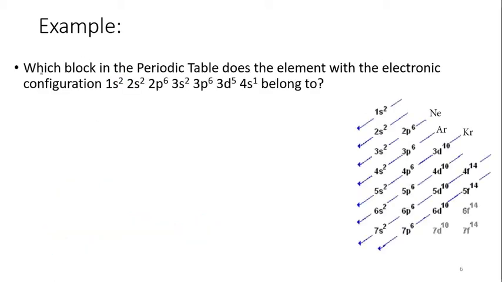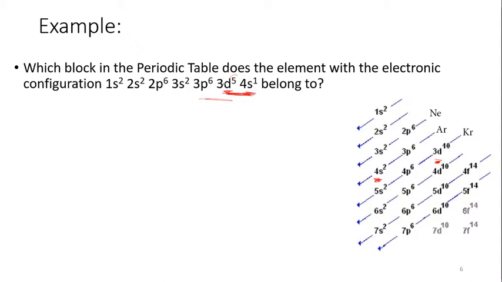Let's take another example. Which block in the periodic table does the element with this electronic configuration belong to? If I look at the last two orbitals, the 3d and the 4s, I can see that the 4s should have been completely filled before the 3d. But what happens here is that I have 5 electrons in the d. This is why it is half filled, and this is why it's been filled before filling the 4s.